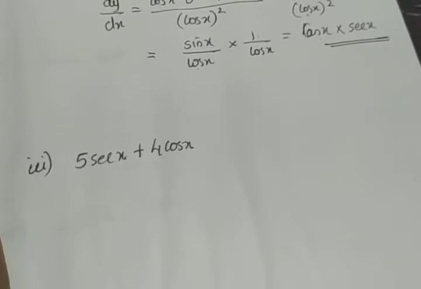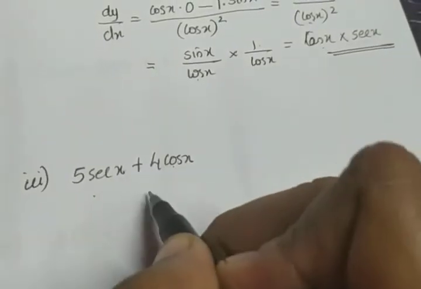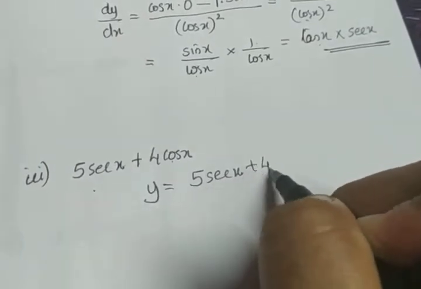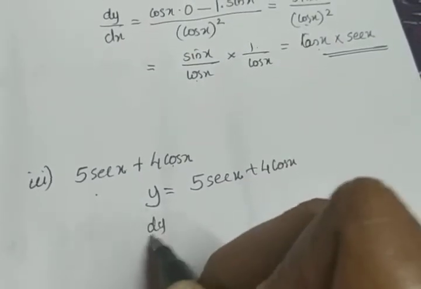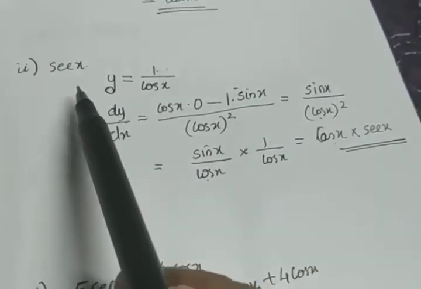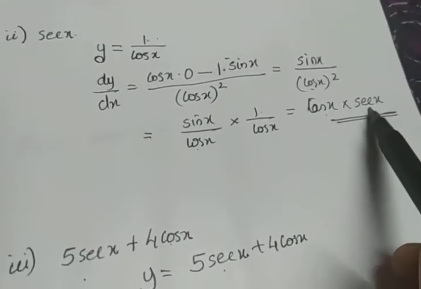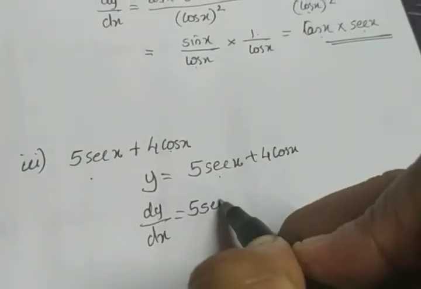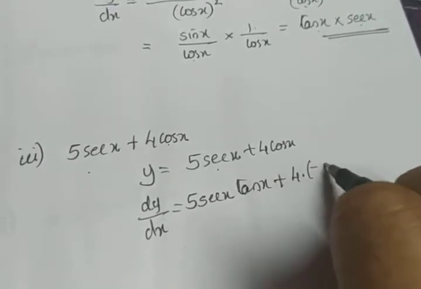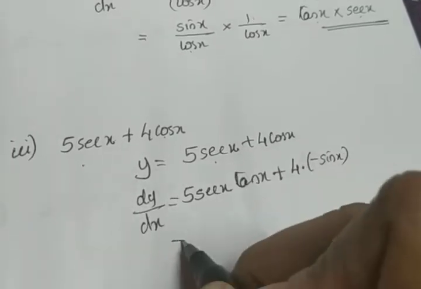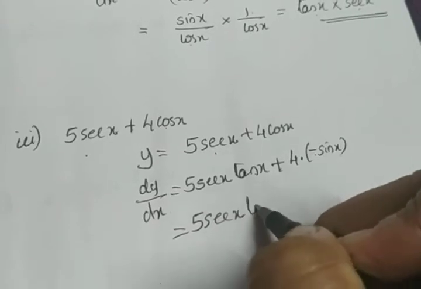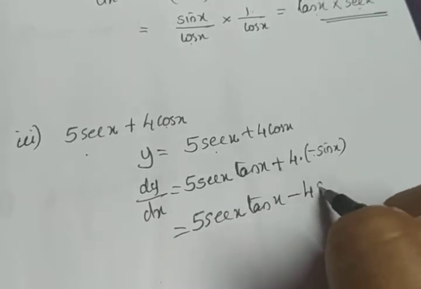Okay. Moving to the third one, 5 sec x plus 4 cos x. Give the name as y. Y is equal to 5 sec x plus 4 cos x. dy by dx will be equal to 5 into, now we know the derivative of sec x because we have calculated derivative of sec x as sec x into tan x. So you can directly apply here, derivative of sec x is sec x into tan x plus 4 into derivative of cos x is minus sin x. If I give positive and negative together as negative, I can write the answer as 5 sec x into tan x minus 4 sin x.